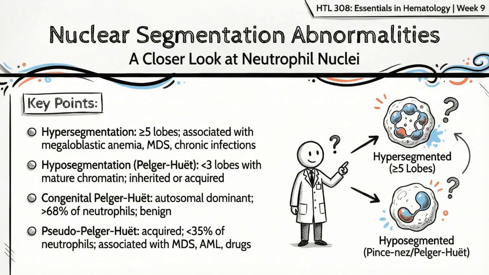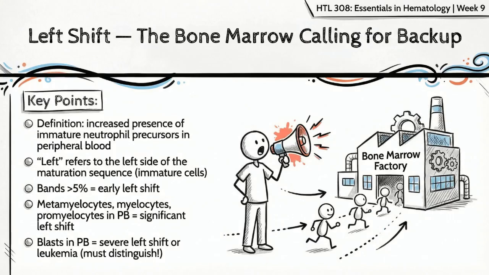Now, let's talk about the left shift. A left shift is one of the most important findings you can report, and it's often misunderstood. The term comes from old lab diagrams where immature cells were on the left side of the maturation sequence. A left shift means the bone marrow is releasing immature neutrophil precursors into the peripheral blood. These cells normally stay in the marrow until they're fully mature.